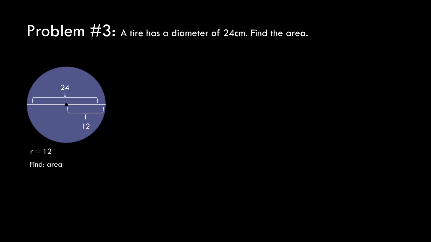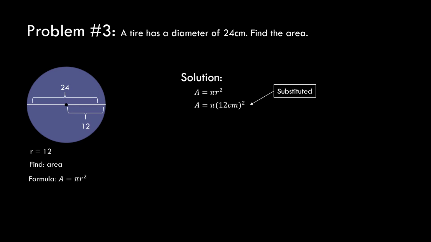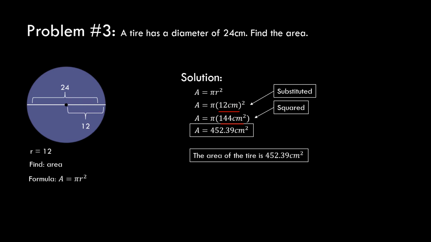What we are going to find here, of course, is the area. And to get the area, we have the formula A equals pi r squared. So with the solution, substitute the value of the radius, which is 12 centimeters. We have to square that. We're going to get 144 square centimeters. And we're going to multiply that by pi, which is 3.14. We're going to get an area of 452.39 square centimeters. So the area of the tire is 452.39 square centimeters. So nice and easy. Let's proceed with the next question.